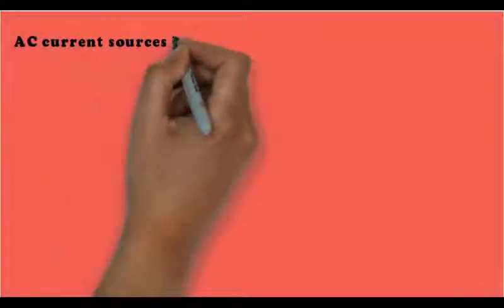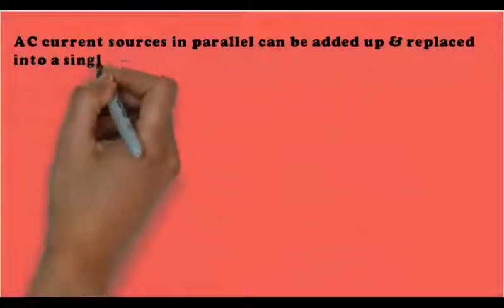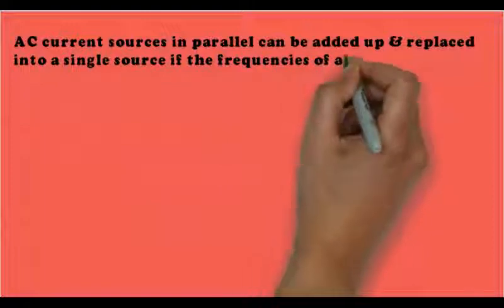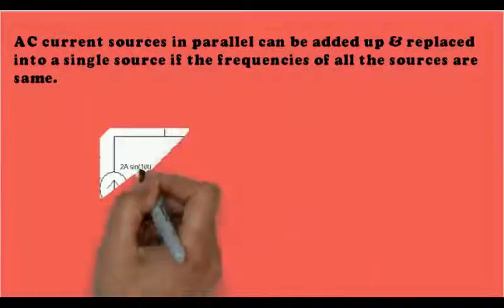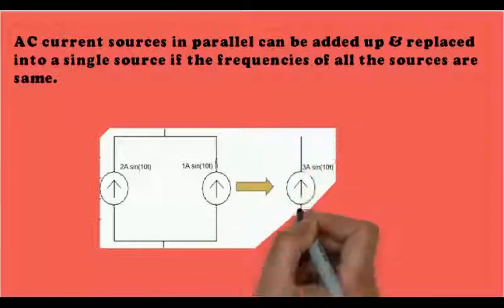AC current sources in parallel can be added up and replaced with a single source if and only if all the sources have the same frequencies. In this example both the sources are in parallel and have the same frequencies, that is 10, so they are added up and replaced with a single source.